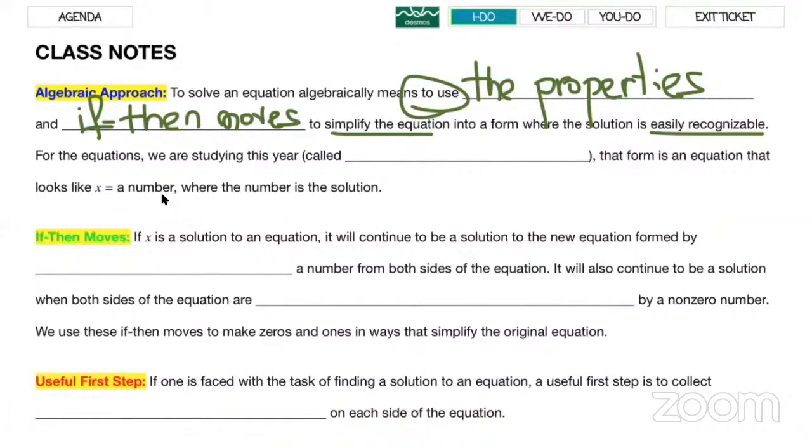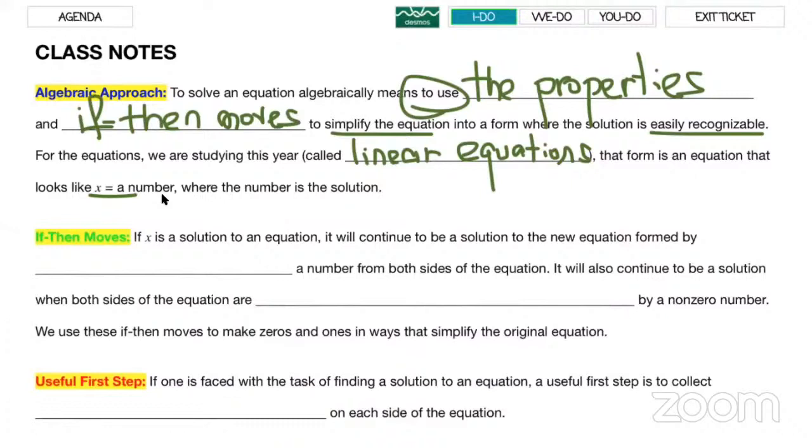For the equations we're studying right now, in 7th grade, they call it linear. Okay, so right now, you guys are learning linear equations. Linear means equations without exponents, okay? Without exponents, and just the variable and numbers and operations, that's it. That forms an equation that looks like x equals a number, where the number is the solution. So that means algebraic approach.